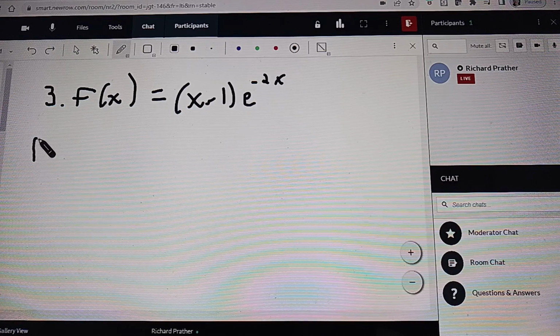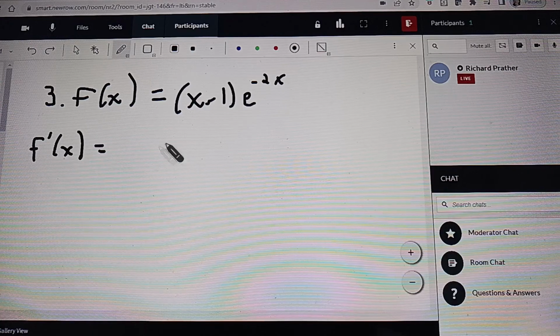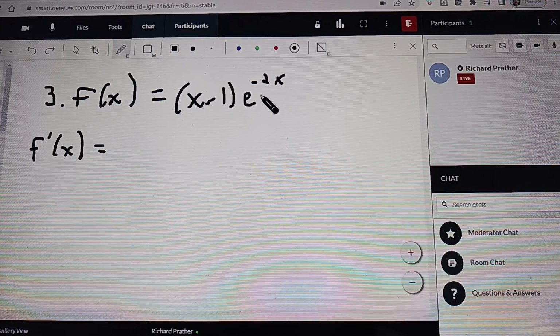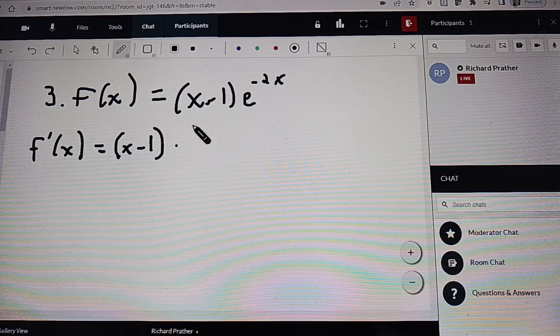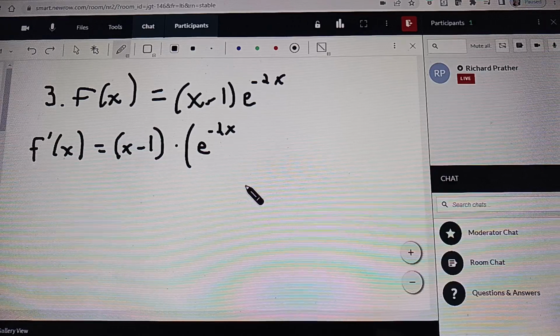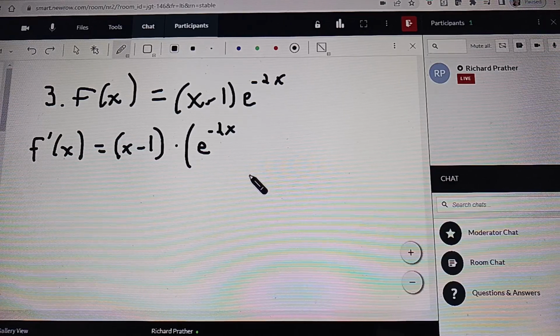So I've got to find the first derivative to see where the critical numbers are. And I've got x minus 1 times e to the -2x. I have two functions of x multiplied together, so this is going to take the product rule: first times the derivative of the second. The derivative of e to the -2x is itself at first, and then technically times ln of e, which equals 1, and then times the derivative of the exponent, which would be -2.